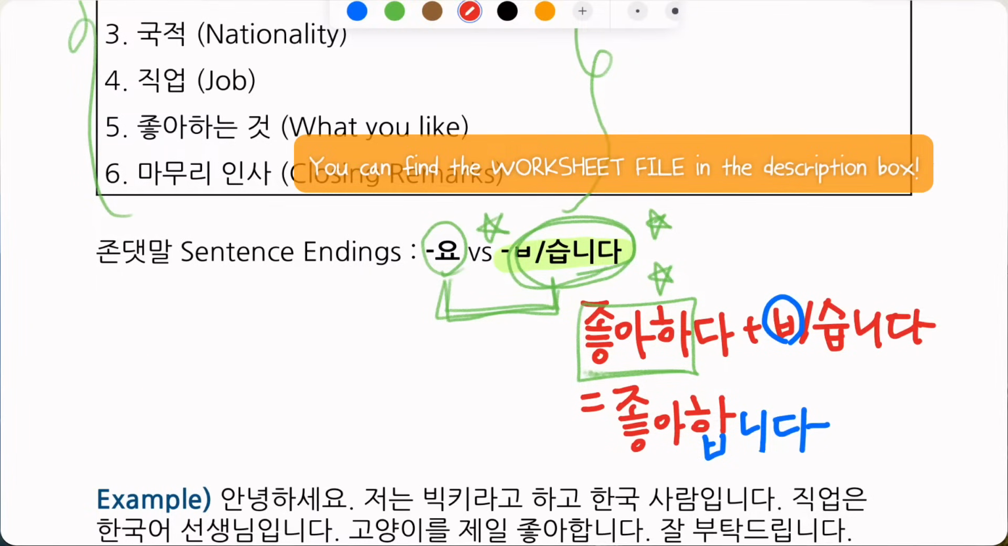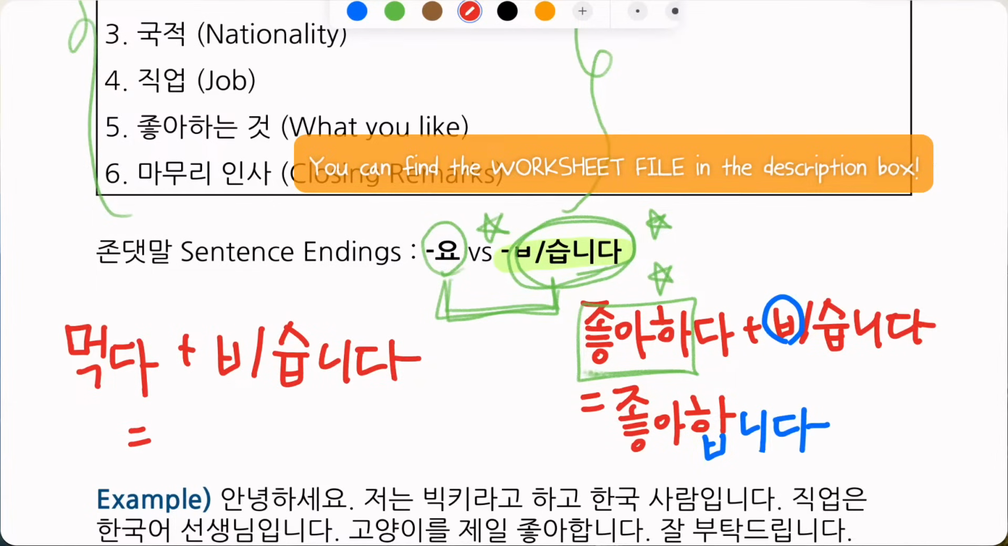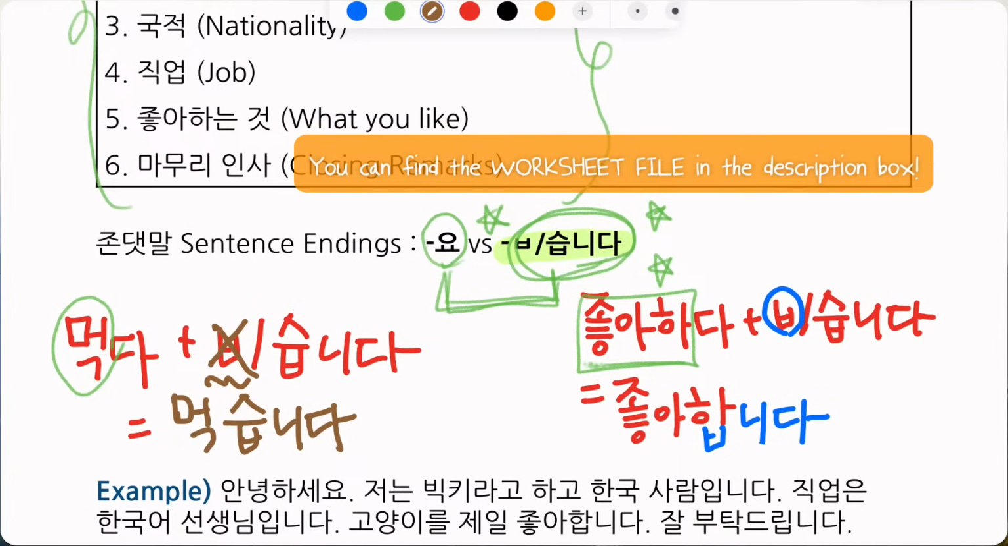그리고 how about 먹다 plus ㅂ니다? 먹다 means to eat. What would be the final form of this combo? The stem ends in 받침, right? So you add 습니다, not 비읍 받침, because there's no place for 비읍 to fit in even if you try to do that. So 먹습니다 would be the final form. So yes, we're going to focus on using the ㅂ니다 ending.